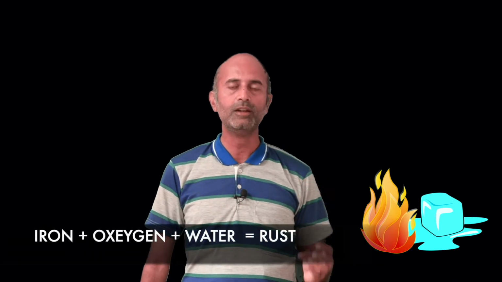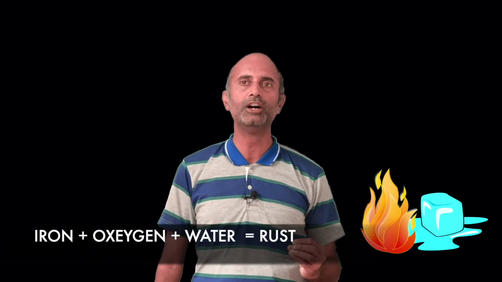Now we'll study this topic, rusting of iron. The basic chemical equation of rusting of iron can be given in this format. Iron plus oxygen plus water will give you rust, which is nothing but iron oxide, Fe2O3. The symbol for iron is Fe, the symbol for oxygen is O2 and the symbol for water is H2O. The chemical formula for rust, iron oxide, is Fe2O3.